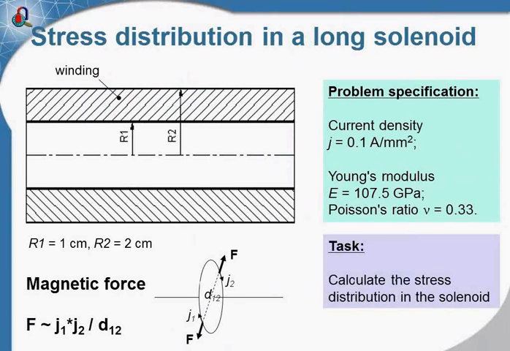The mechanical force could be of different kind. And in this example, we will simulate the force caused by the electric current interaction. Here is the long solenoid carrying electric current. This is the winding. You can see the cross-section of the solenoid. And our task is to calculate the stress distribution in the solenoid.